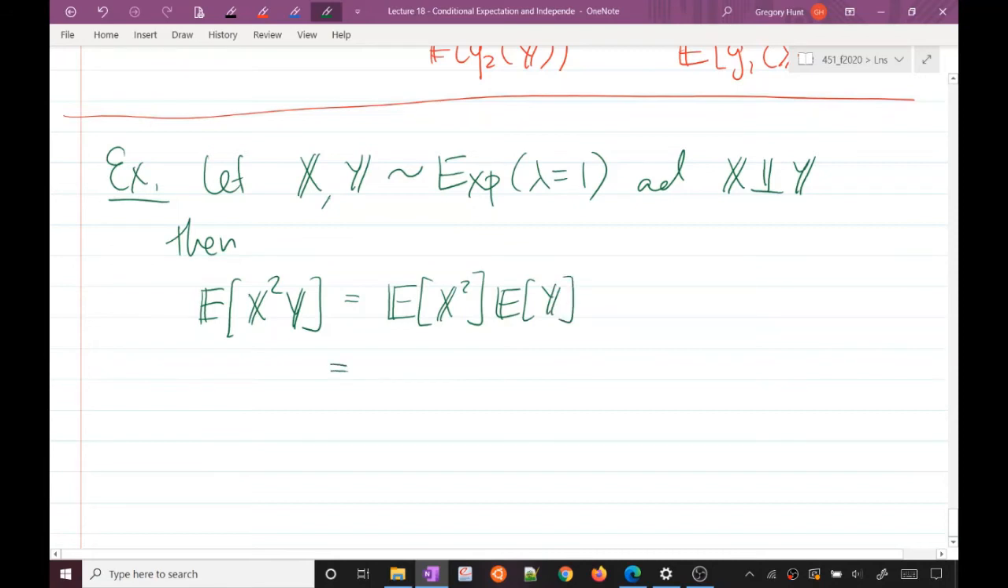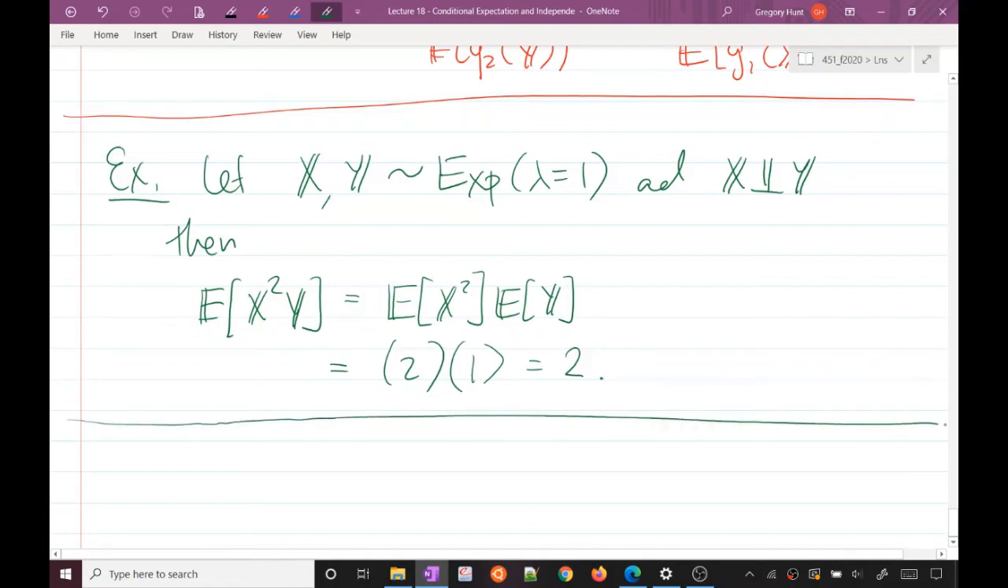And this should be 2 over, I think, you can look up your facts about exponentials. For an exponential 1, the second moment is 2, and the first moment is 1. So that was a really painless problem. And that is what independence gets you. That's why it's a really powerful concept that makes really difficult problems tractable.